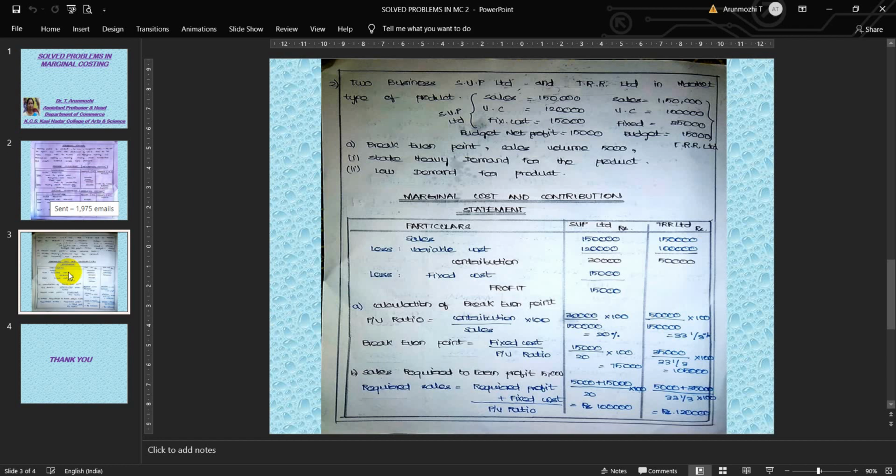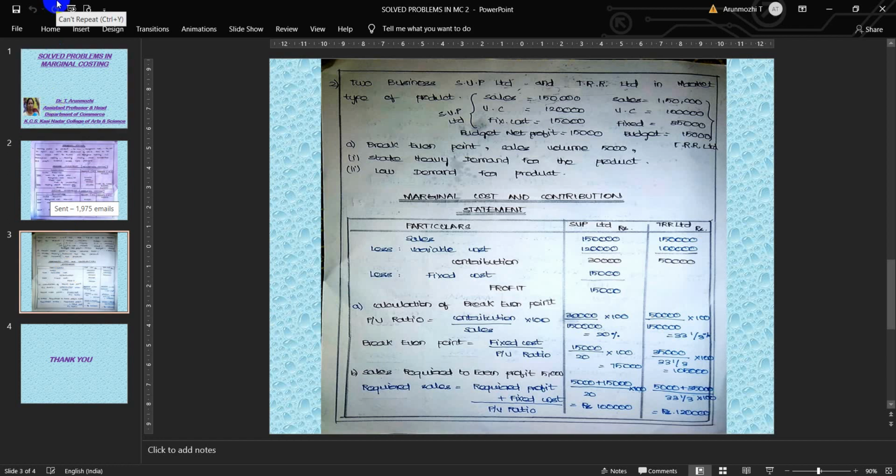So 30,000 minus 15,000, your profit comes to 15,000. Now for TRR Limited, same, sales is 1,50,000, variable cost is 1 lakh, contribution you get 50,000, fixed cost is 35,000 and your profit is 15,000. So now the first question is solved. Calculation of the break-even point.